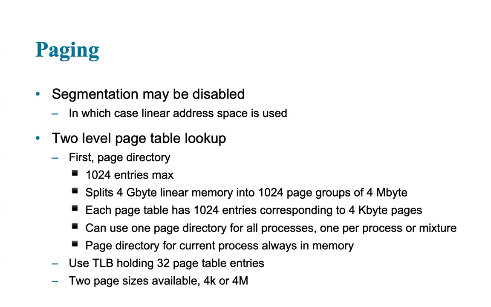Segmentation is an optional feature that can be disabled. When segmentation is in use, addressing used in programs are virtual addresses and are converted into linear addresses. When segmentation is not used, linear addresses are used in programs. In either case, the following step is to convert that linear address into a real 32-bit address. So eventually you have to get into a real address to locate it.